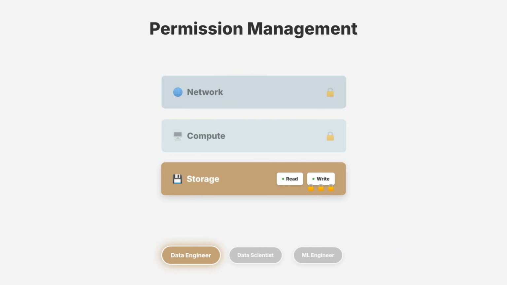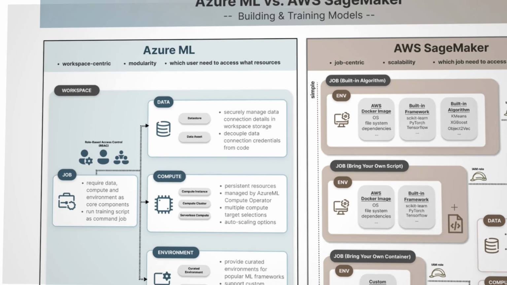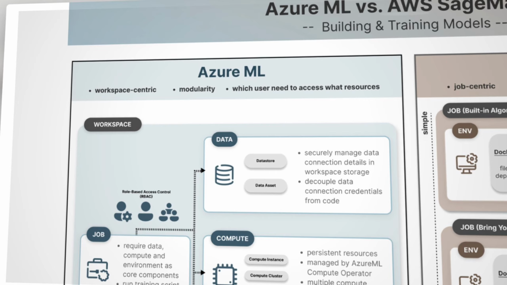We're going to explore how the two cloud platforms structure their resources and services to balance the requirements of team collaboration and responsibility separation. Project management in Azure ML is workspace-centric. You start by creating a workspace under your Azure subscription ID and resource group for storing relevant resources and assets, shared across the project team for collaboration.